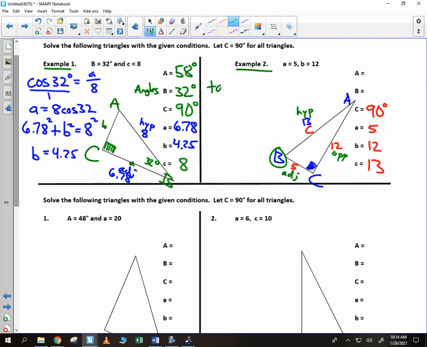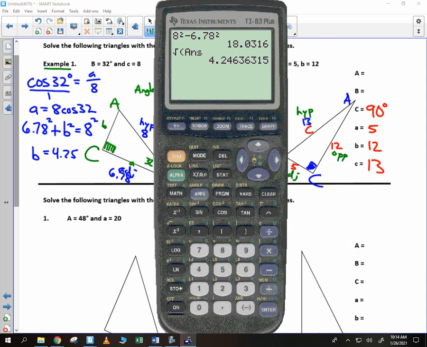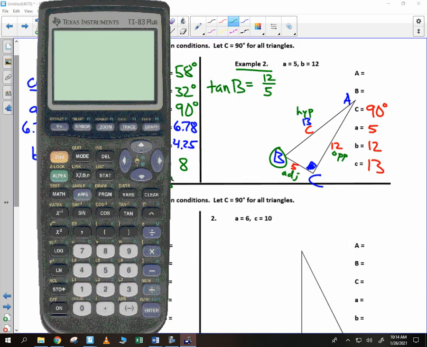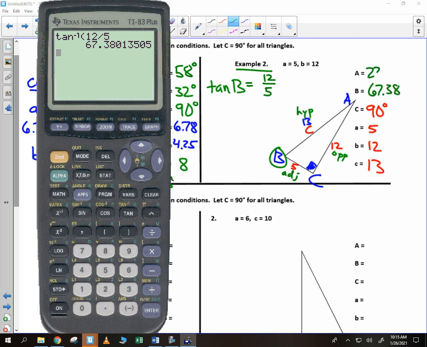So he sets up tangent of angle B is equal to opposite divided by adjacent. Folks, if I'm looking for an angle, do you remember what I press? Second tangent of 12 divided by 5. We get 67.38. Subtract all those from 180, you get 22.62 degrees. I can leave you there.